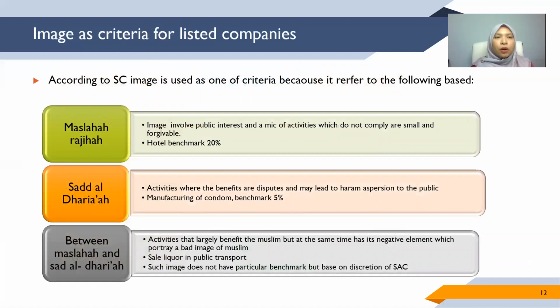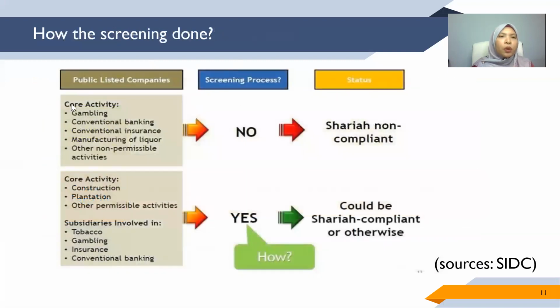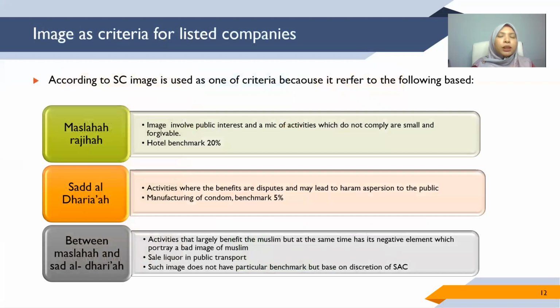All right. When we talk about the qualitative part, not the quantitative, but the qualitative, SC will undergo all these criteria first. For example, previously we know the core activities, right? So this one will be screened first in terms of the image of the company itself. When SC does their discussion on this, it will be based on these criteria.